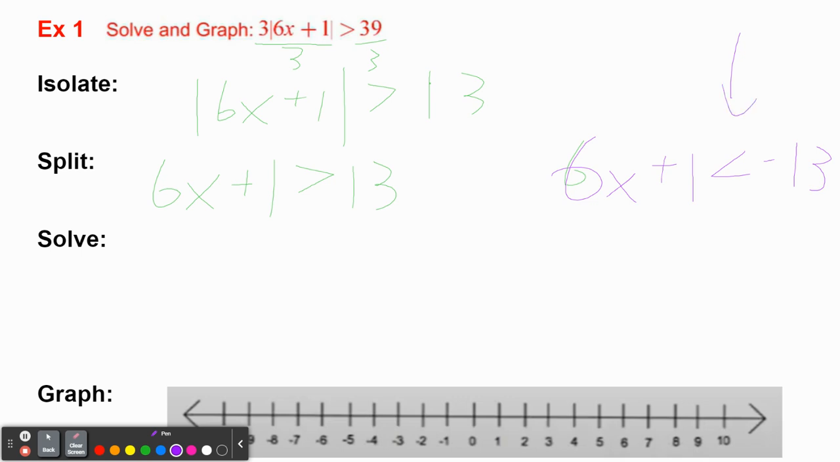All right, so let's solve the one on the left. Go back to green. Subtract 1 from both sides. 6x is greater than 12. Divide by 6. And we're left with x is greater than 2.